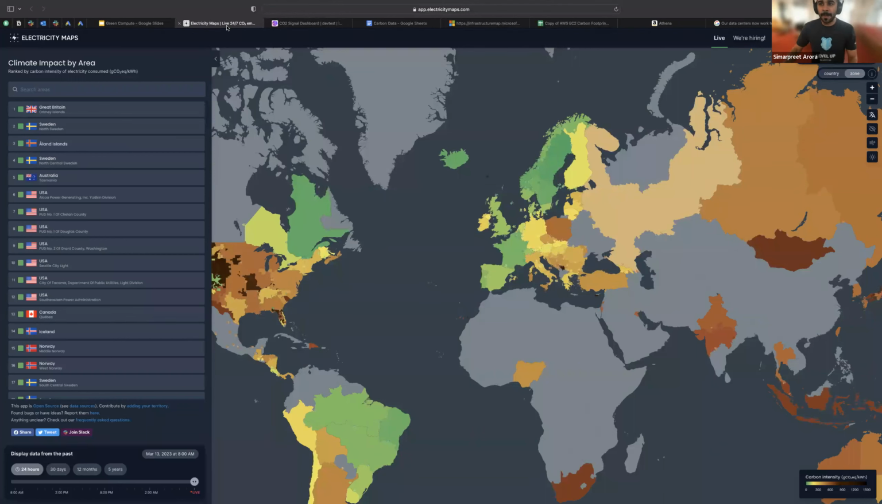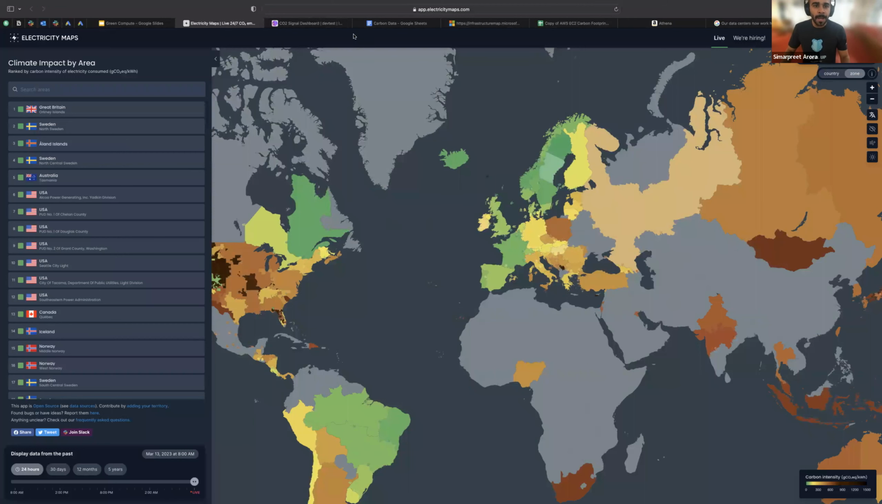Electricity Maps is an open source project that tells us the carbon intensity of a particular region. In this case, we can see that the carbon intensity of North Sweden is 14 grams per kilowatt hour, whereas in a region like Poland, it is around 500 grams per kilowatt hour. So some regions are intensely more carbon efficient than others.